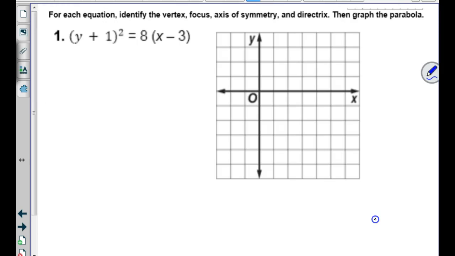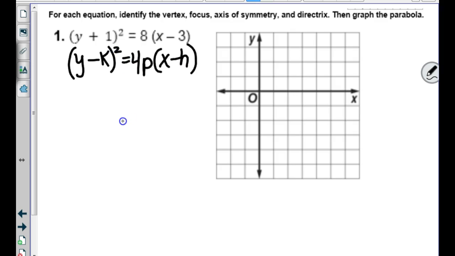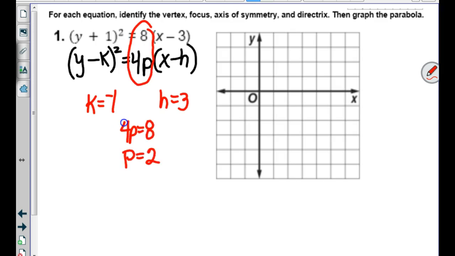All right, so let's try this one. Oh, big difference though in this one. What's happening this time? If I copy from the sheet, this is y minus k squared equals 4p times x minus h. So what can you tell me? H is 3, and over here, yes, minus k, so this would be minus the negative 1. And in here, 4p equals 8 means p is 2.